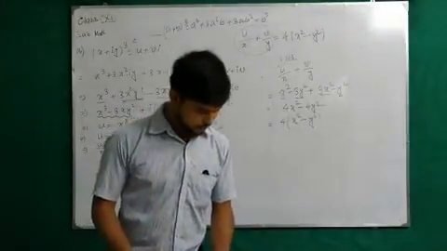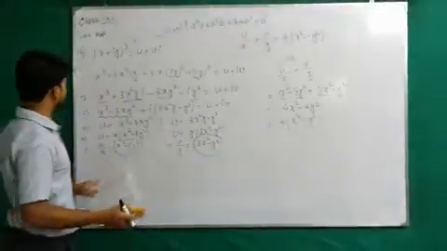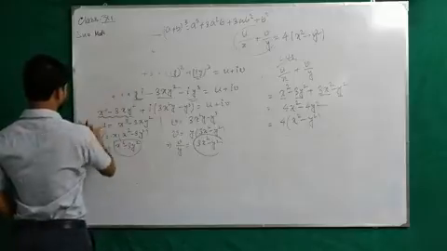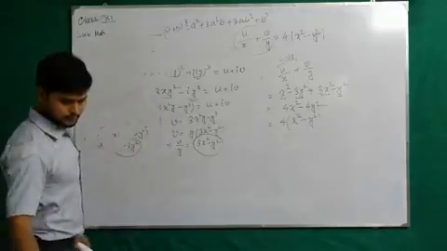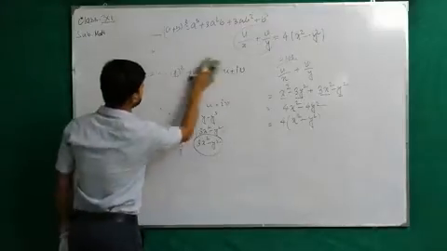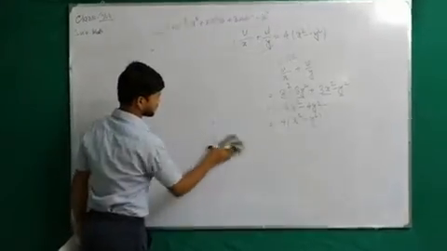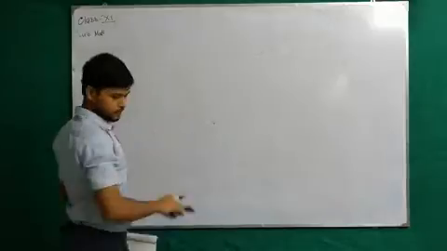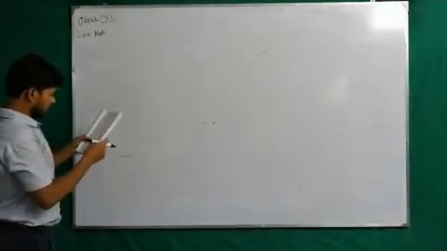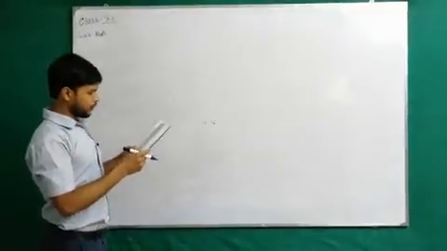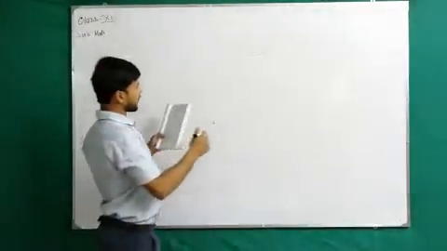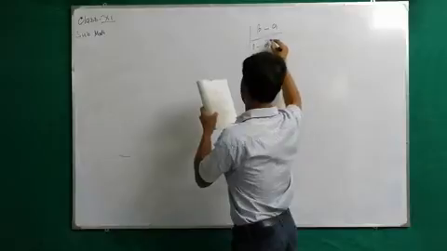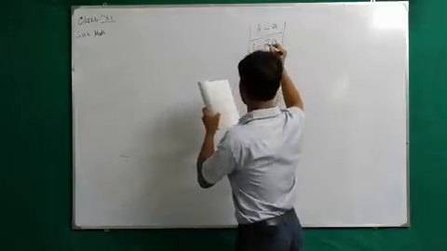Okay, now solve question number 17. Question number 17 is: if alpha and beta are different complex numbers with modulus of beta equal to 1, then find the value of the modulus of (beta minus alpha) by (1 minus alpha bar beta). Alpha bar means conjugate of alpha.